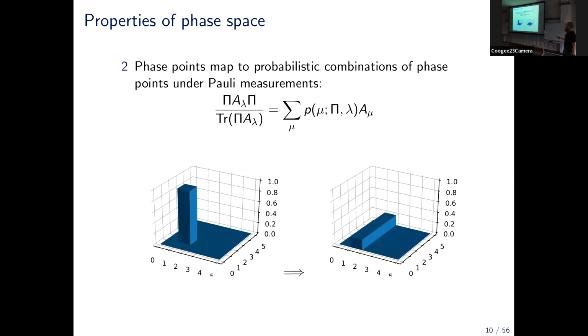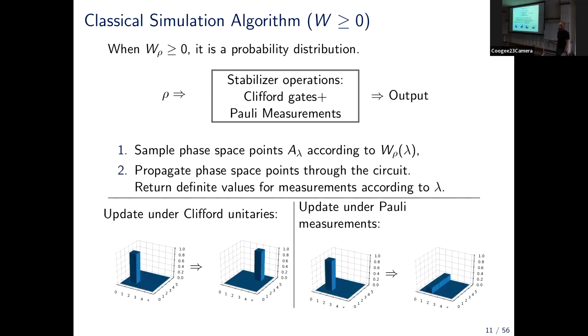This yields a classical simulation algorithm of quantum computation that applies whenever the Wigner function of the input state is non-negative. So in that case, it is just a probability distribution, meaning you can sample phase space points from it. And that's basically what you do. You start by finding the Wigner function of the input state. You sample phase space points according to this probability distribution, and then you propagate the phase space points through the circuit. And whenever you come to a Clifford gate, you have this deterministic update rule. So the phase space point just maps to another phase space point.